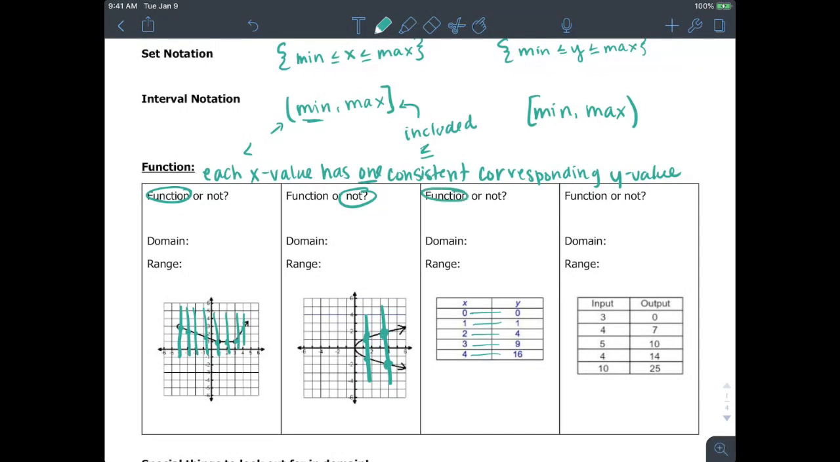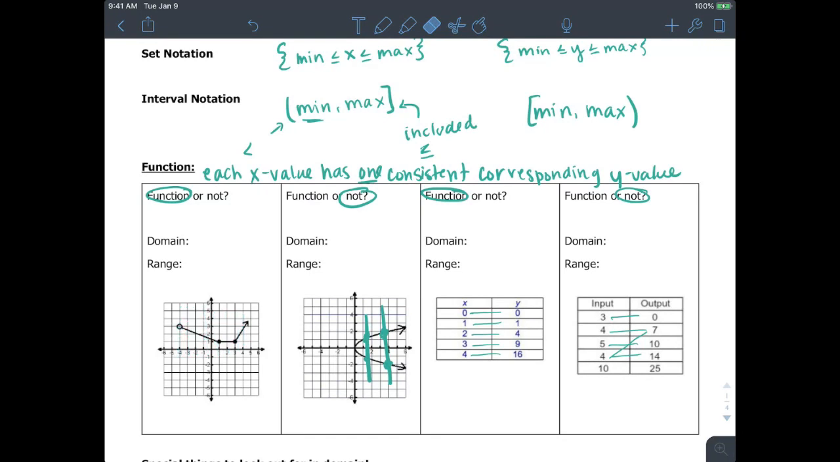Okay, this time. 3 gives me a 0. 4 gives me a 7. 5 gives me a 10. 4 also gives me a 14, or it gives me a 7. I have more than one output for a singular input, so this is not a function.